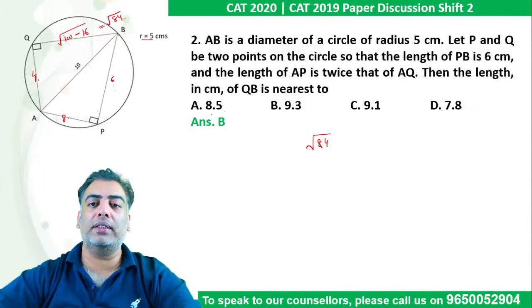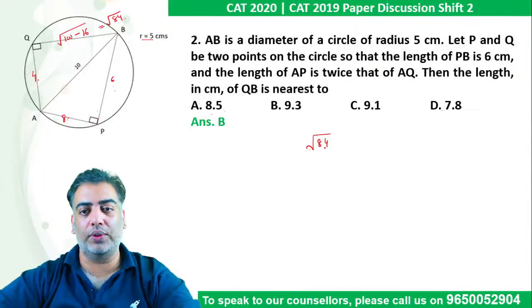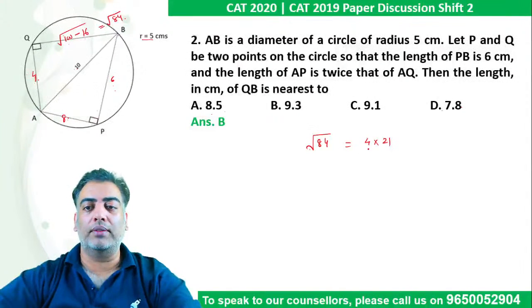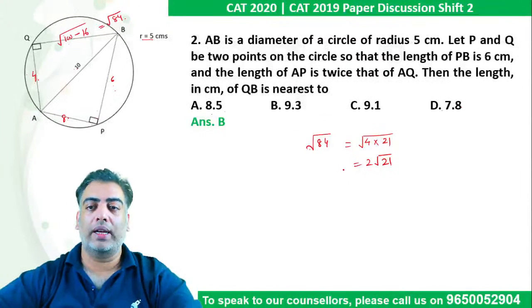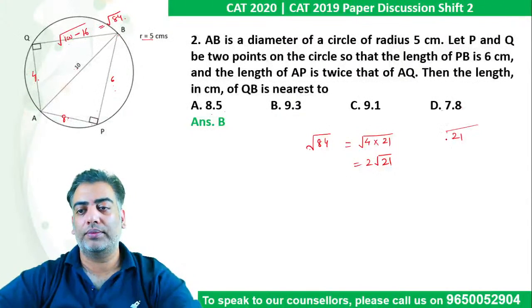So we can always simplify this value of 84. So it gets cancelled out by 4. So it is 4 into 21. And when we are taking it out, it comes out to be 2 root 21. Right? Now in this case, we are required the value of square root of 21. So let's find this value.